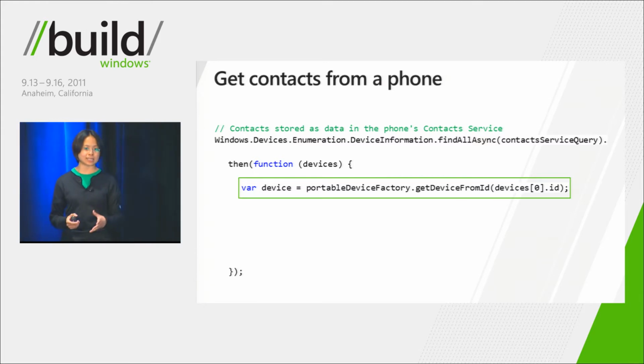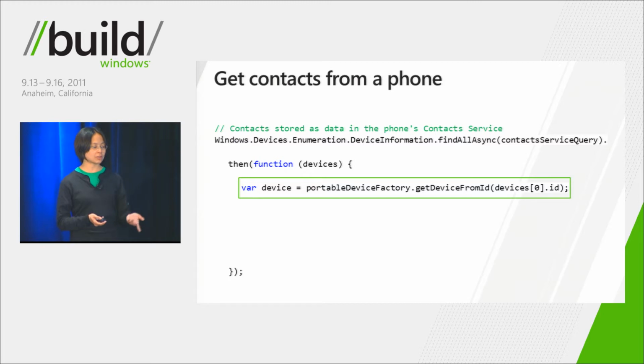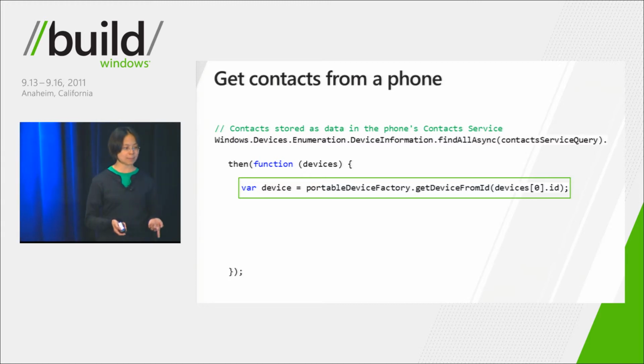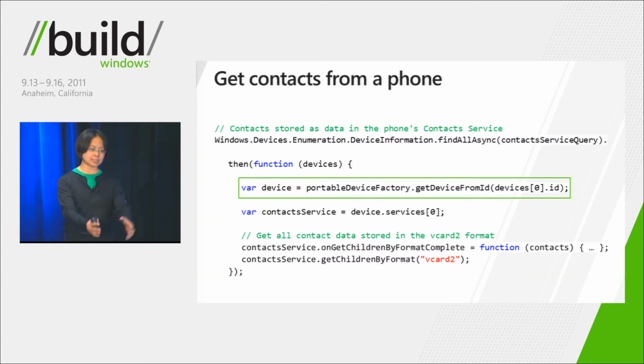It basically is a storage for contacts, and it contains ways to get access to the contacts. So here, we just basically found the first device that supports contacts. We get the device object. We get the first contact service for the first instance of the storage for contacts. And then we basically found all the contacts that are matching vCard2 format.